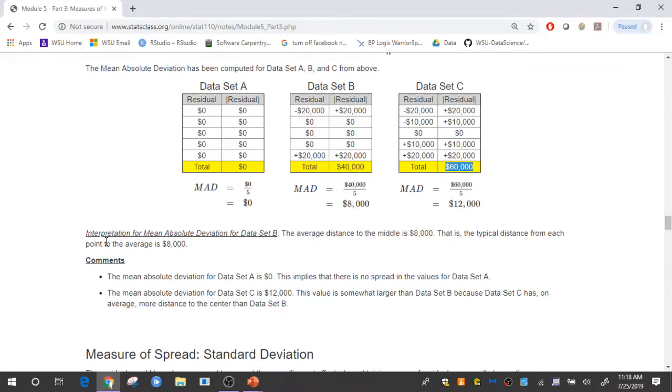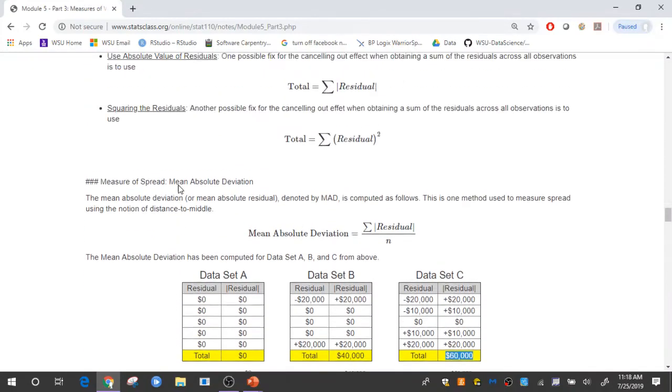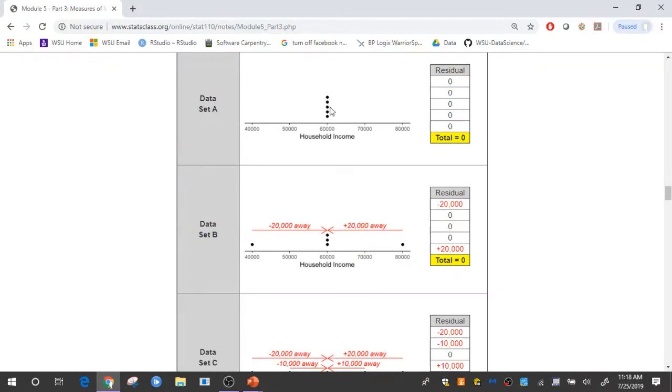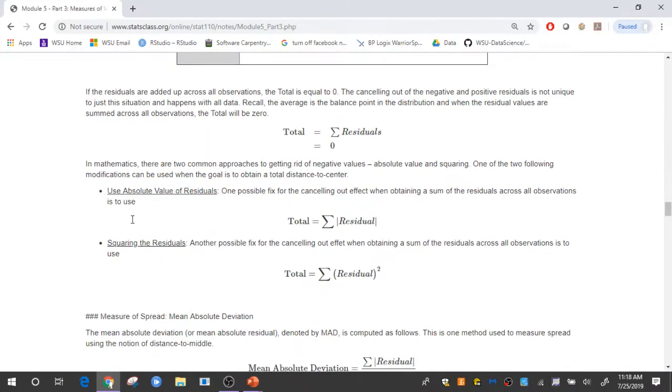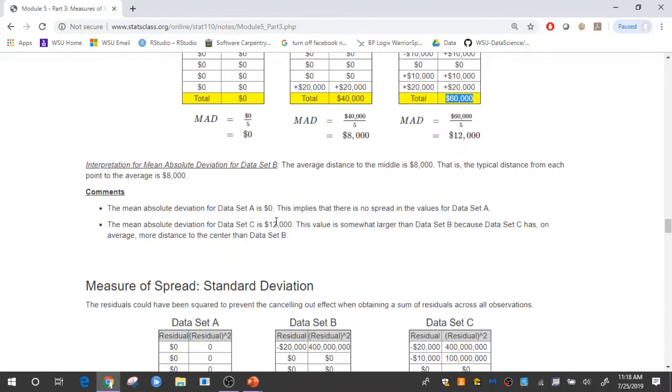The interpretation is here. Notice that the mean absolute deviation for data set A is 0. Okay, and that is because data set A does not have any spread. So if we go back up here and look at our data set A, you can see that it doesn't have any spread in it. All of the values are stacked exactly on top of the average, so all of the residuals are 0. If I sum them up and divide by 5, I'm still going to get 0. So when the mean absolute deviation is really small, it means that you don't have much spread at all in your data.